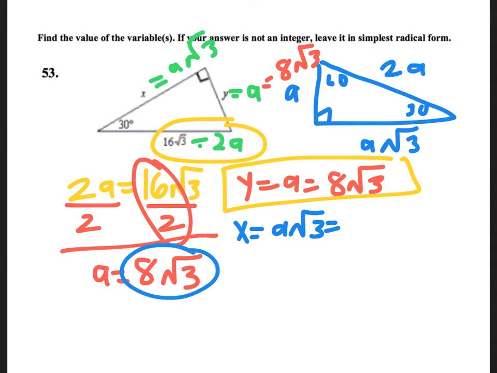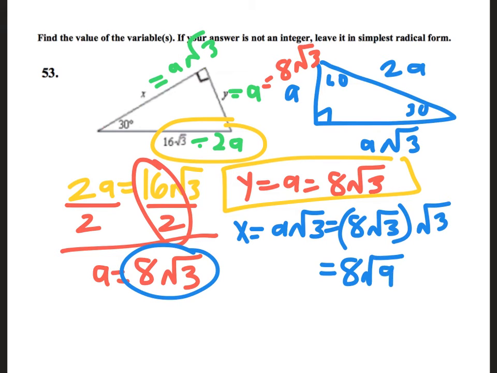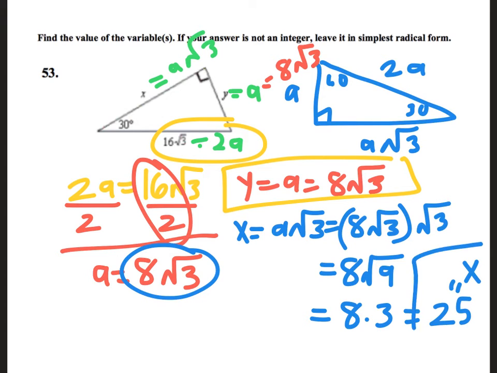And A is 8 root 3. So I really have 8 root 3 times the square root of 3. Now when I do that, we keep our 8 up front. Underneath my square root, I have 3 times 3, which is 9. Then the square root of 9 is 3, so I really have 8 times 3. And that gives me 24. And again, that is going to be my X value.